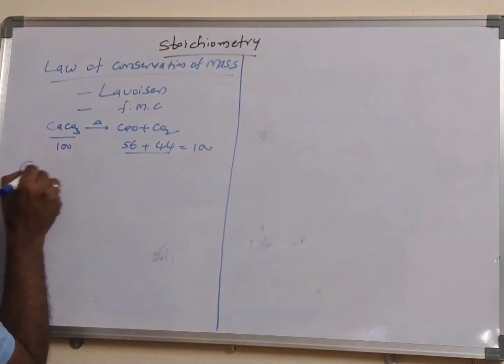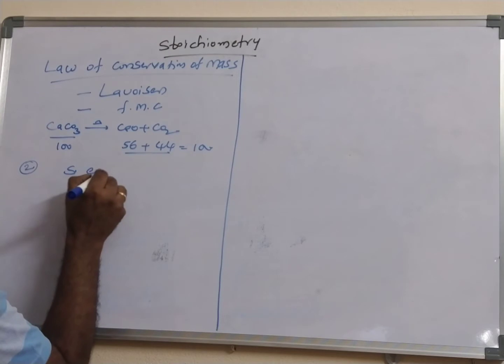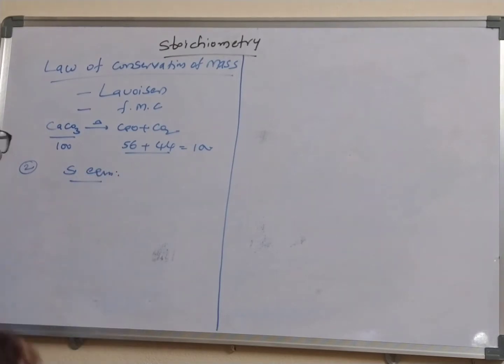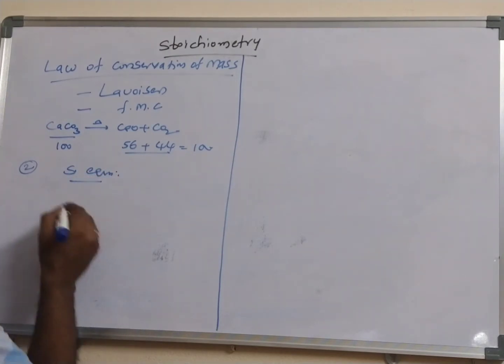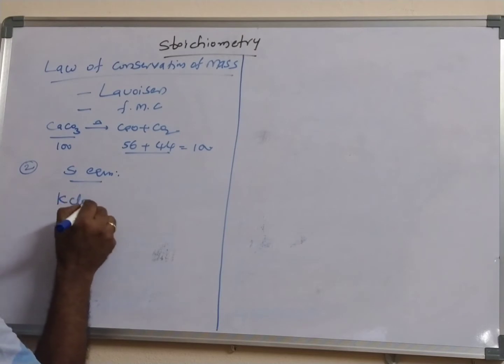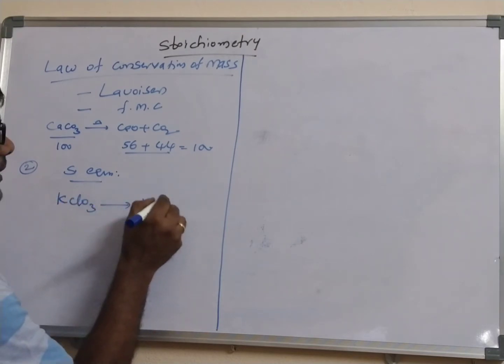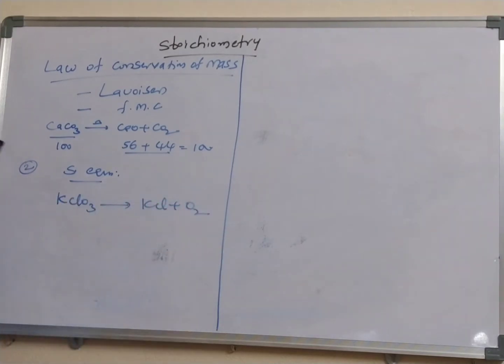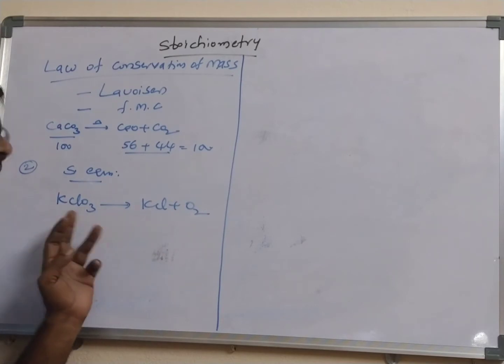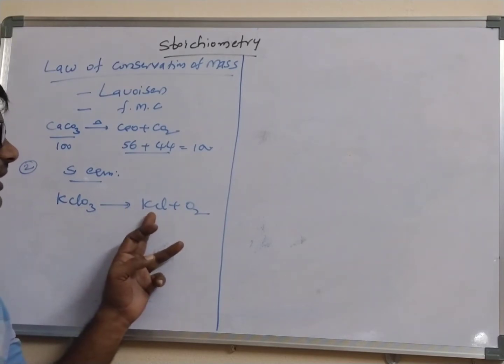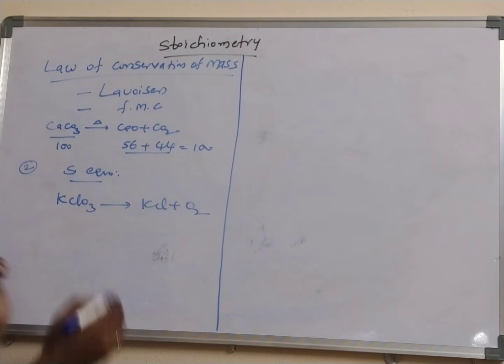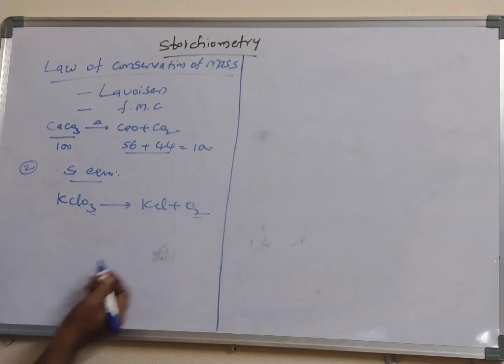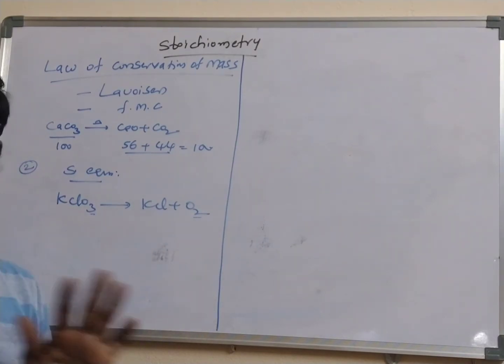Immediately, second definition. Stoichiometric equation. What is the stoichiometric equation? I will take one equation. KClO3 on decomposition converts into KCl and O2. If you observe, KClO3 converts into KCl and O2. If you observe 3 oxygen here, having 2 oxygen. Ultimately, it is not balanced.